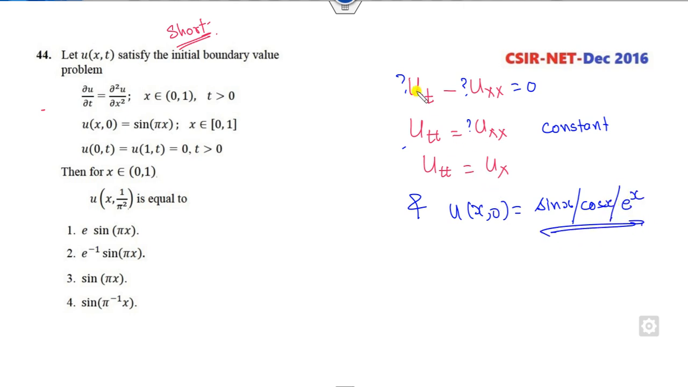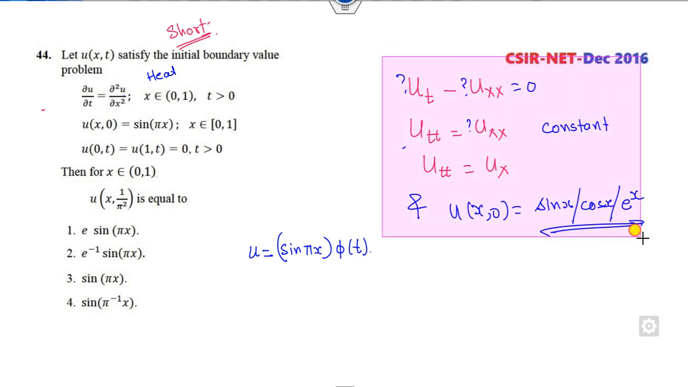Whenever these conditions are satisfied, look at that, then we can start the solution of this as sine, whatever the initial condition given to you, times a function of the parameter t. Although we all know this is the heat equation, then you have to remember the very long formula, but there is no need. What is the shortcut tip for you? Whenever this condition is satisfied, then we can start from here.